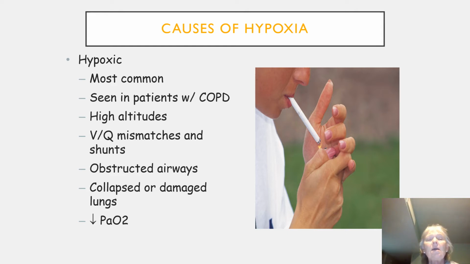When you do see the VQ mismatches and the shunts, obstructed airways on occasions with a lot of mucus and other things, or collapsed or damaged lungs at this particular point. This is the only type of hypoxia that has a decrease in the PaO2. And what does that mean? Well, with the other ones, if you were to watch them, even do ABGs on them, you'd notice that the PaO2 is normal. But with hypoxic hypoxia, it's not.